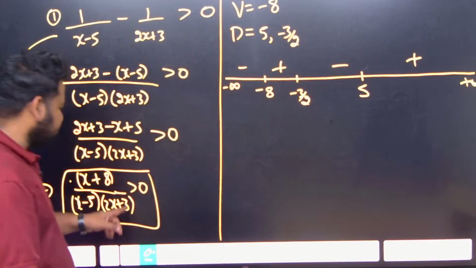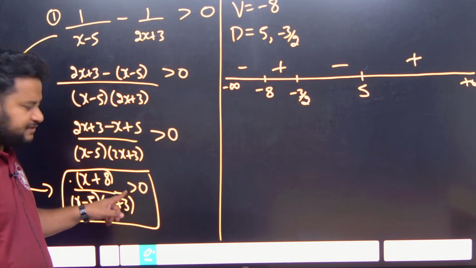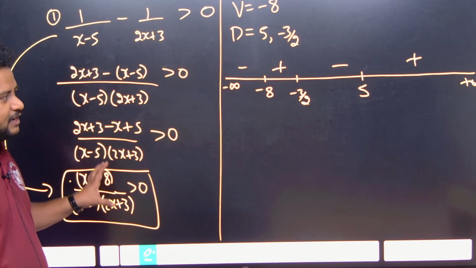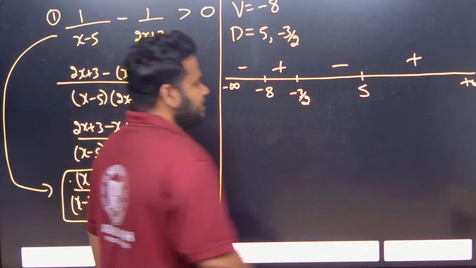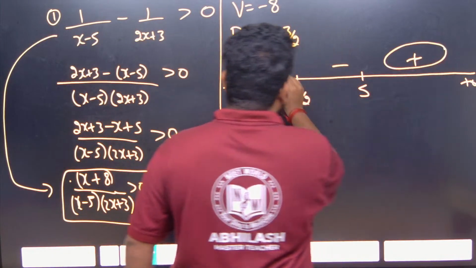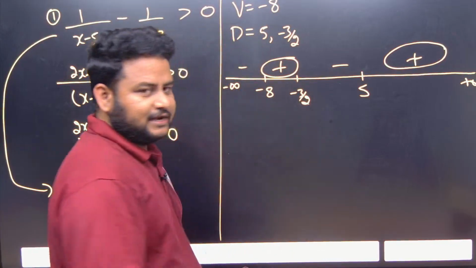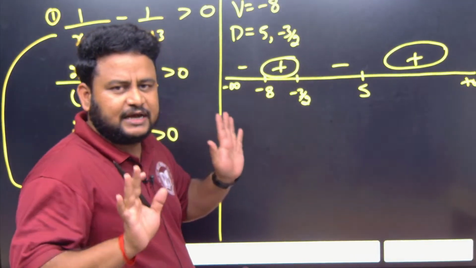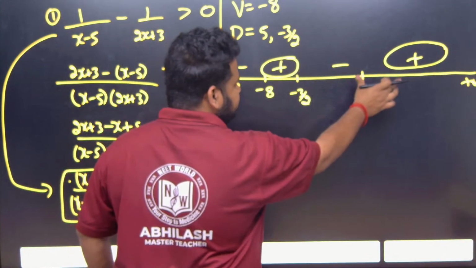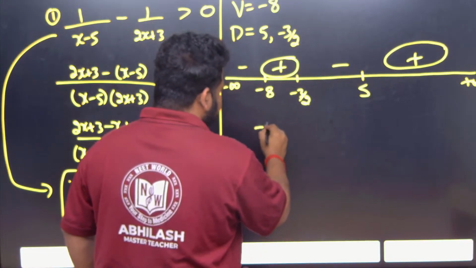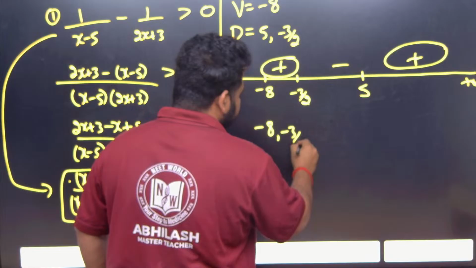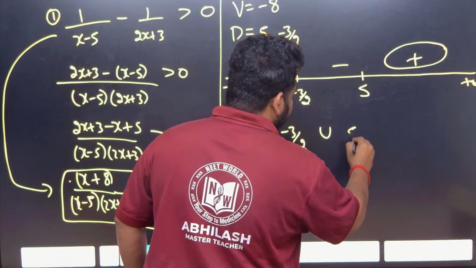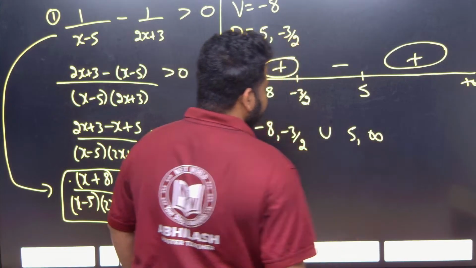Now look at the inequality. Is it greater than 0 or less than 0? It is greater than 0, which means it is asking for the positive values. We get the positive values in two places, so we write a union. First write down the values where we get positive values, then think about the intervals. So minus 8 comma minus 3 by 2, union 5 comma infinity.